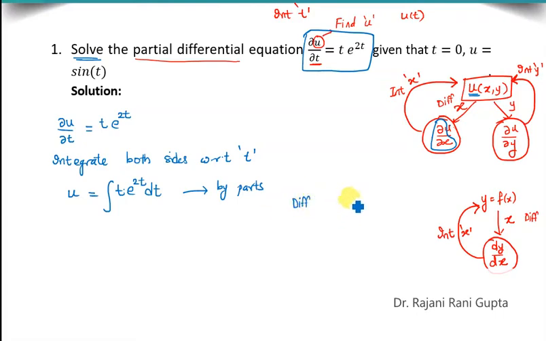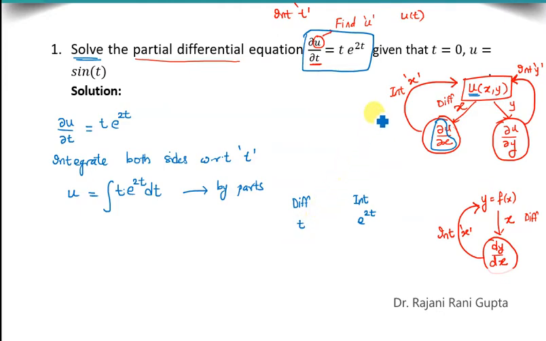Like we select one of the functions for integration and the other function for derivative. So we always select the algebraic function for derivative, because after certain derivatives it becomes 0, and the remaining function e power 2t for integration. So now let's apply the procedure.